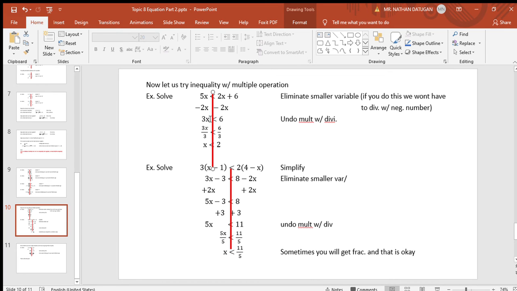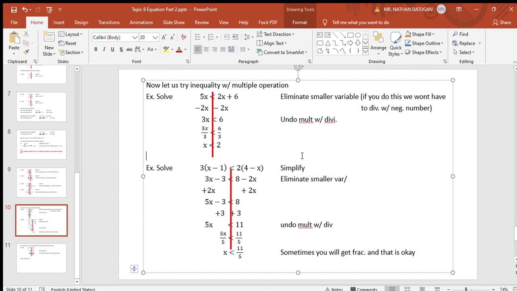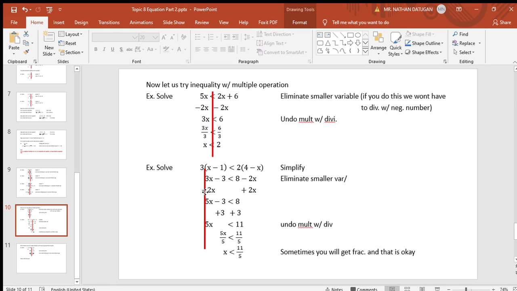So now instead we have 3x is less than 6. Now we simply want to get rid of that 3. Divide both sides by 3. 3x divided by 3, and on this side it's 6 over 3. 3x over 3 is x, and 6 over 3 is 2. So if you don't know what steps to do, go back to part 1 and the last part, where we talk about what steps to do when we have multiple operations and it's pretty long.